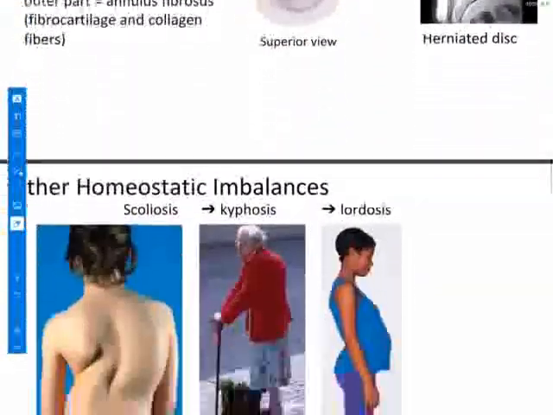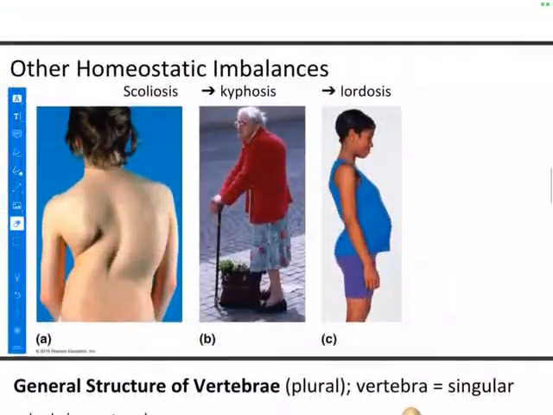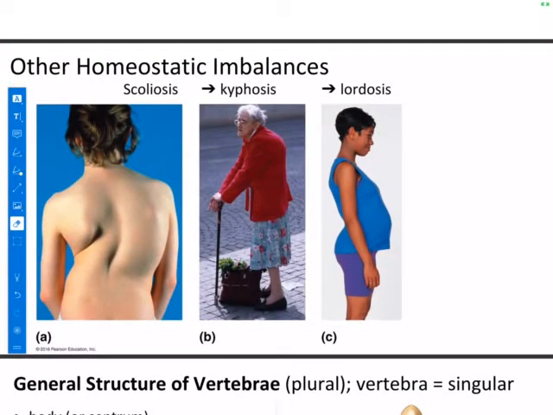Okay, so now we're going to look at some homeostatic imbalances, in other words, disorders or diseases that are associated with the vertebral column. And these three pictures show three abnormal spinal curvatures. The one on the left, this is a lateral curve, and that is known as scoliosis. So you can see scoliosis here, and you can see how the spine has kind of a lateral curve to it, which is abnormal.